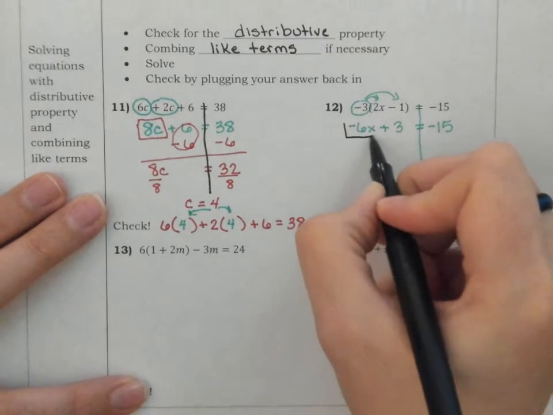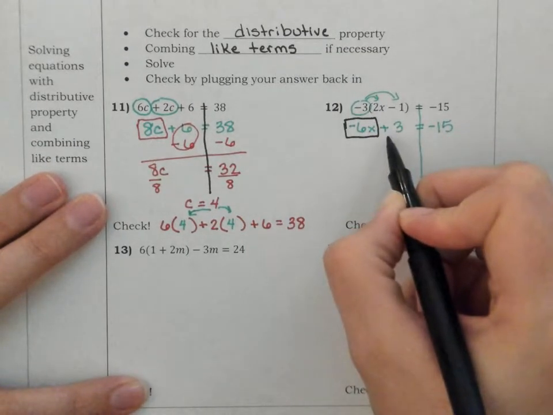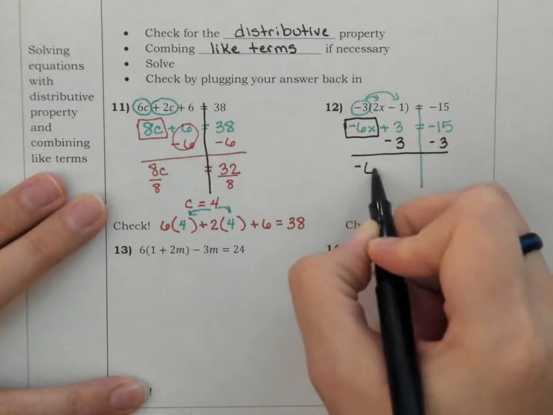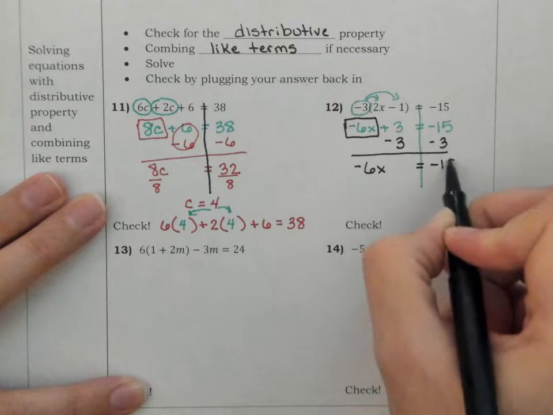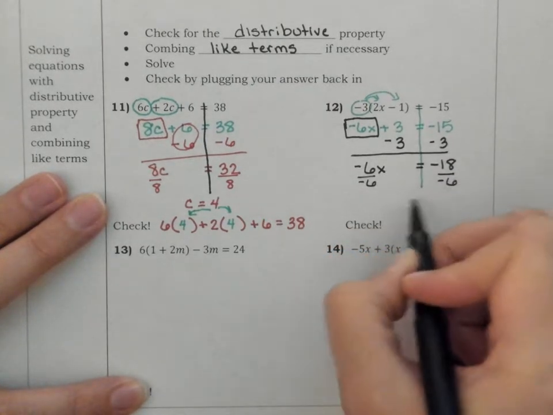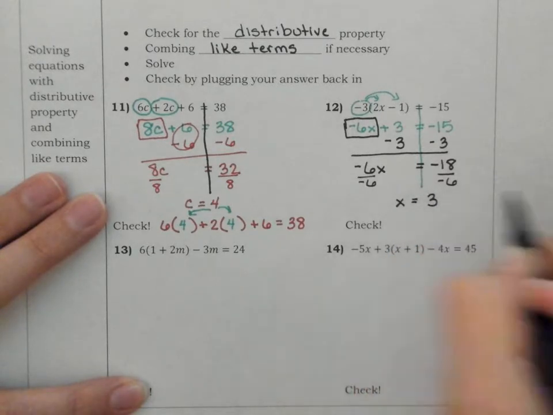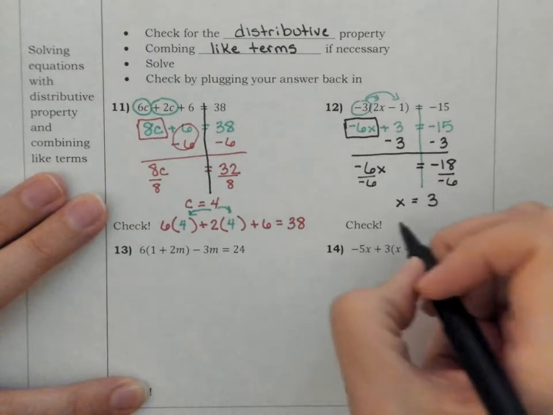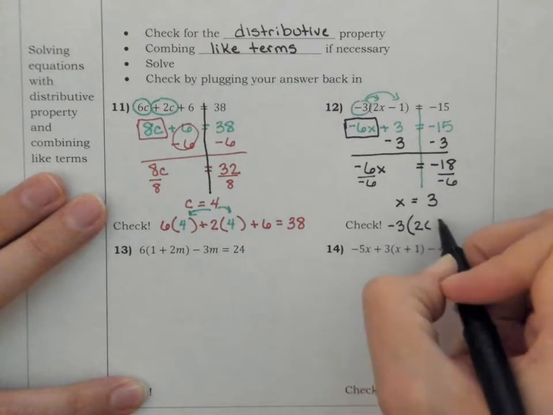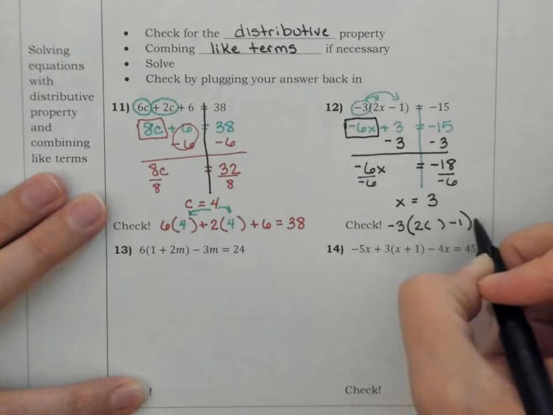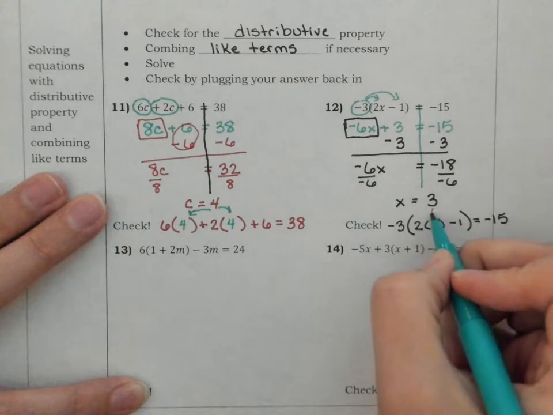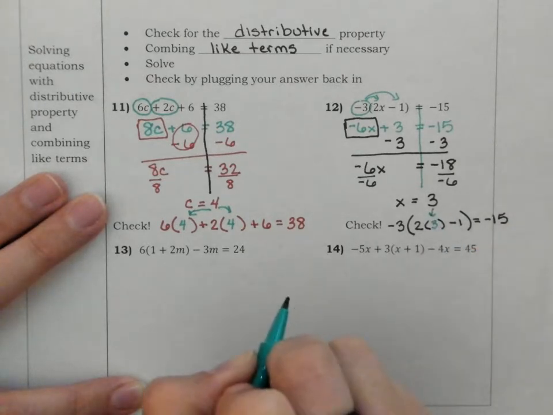So we're going to box in our variable, make a zero pair. -6x equals -18, and then we're going to divide to create that invisible 1 that we don't write. So x equals +3. And we're going to plug it in. So I have -3 times 2 parentheses minus 1 equals -15. And inside the little parentheses is our answer.